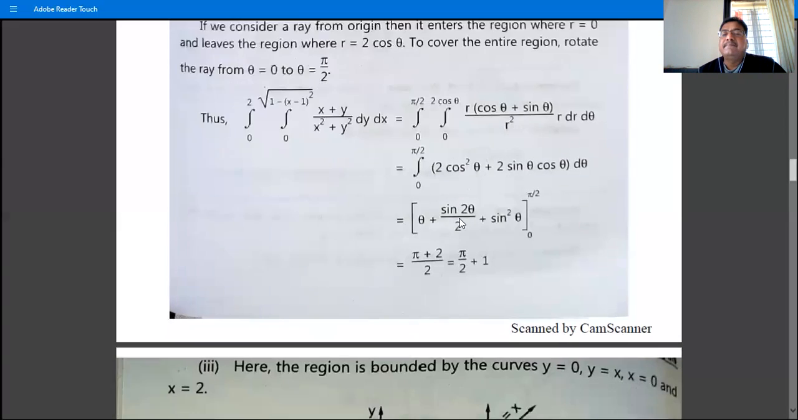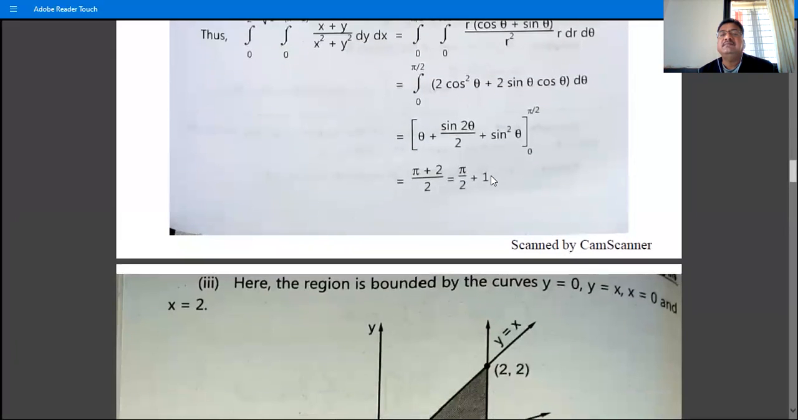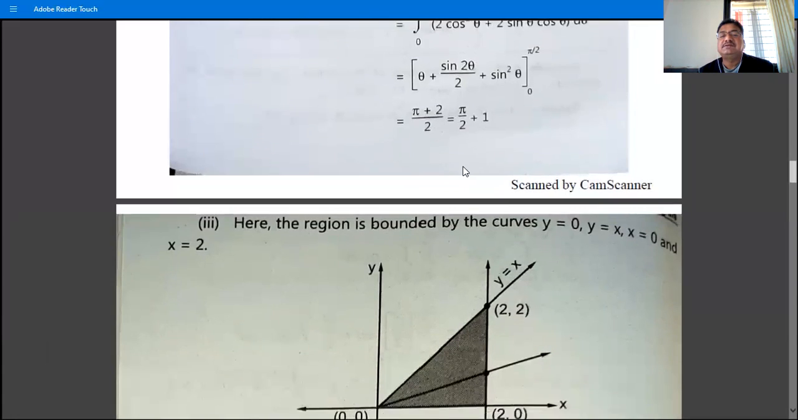And therefore then integration with respect to theta. 2 sin theta cos theta is sin 2 theta, so this is the integration. For cos square theta, substitute cos square theta as (1 plus cos 2 theta) divided by 2, and then we have this answer by integrating, and then the value at the upper limit minus the value at the lower limit gives us this answer.